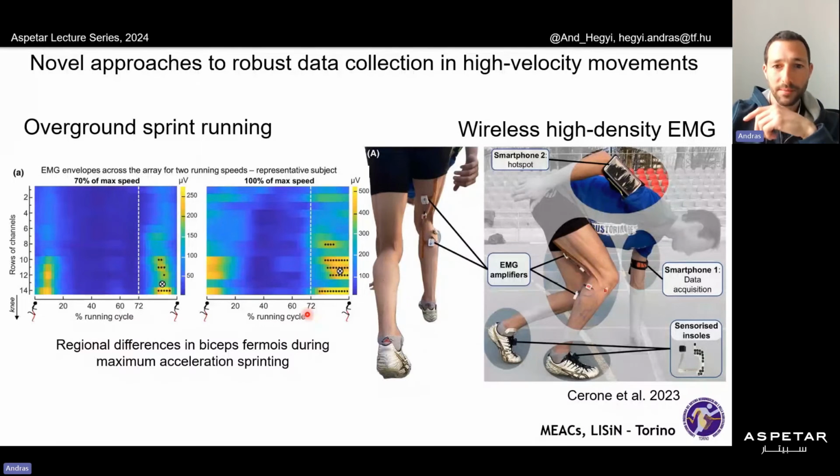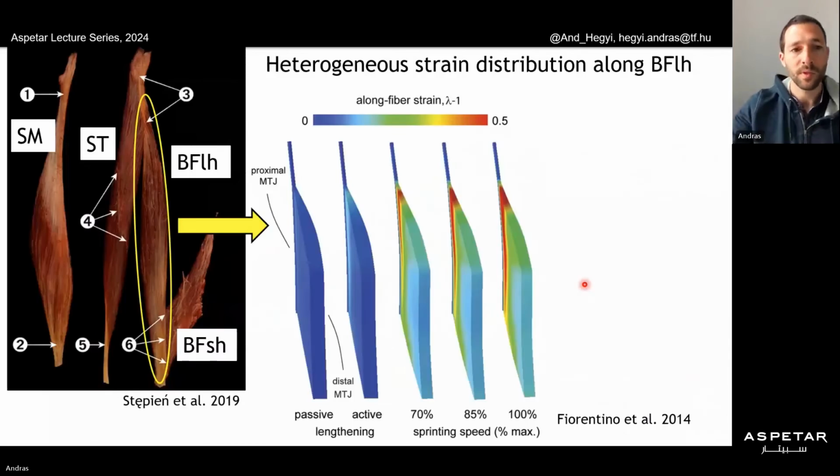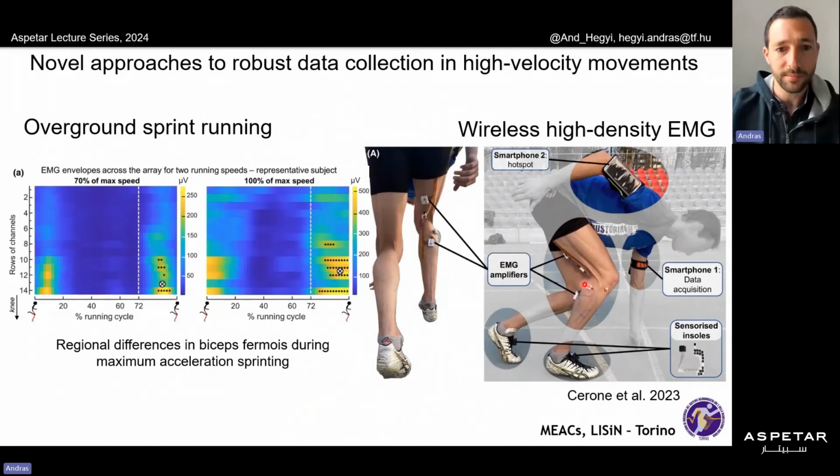So this is the system they used. I don't know if you see my screen, but this is my camera. This is a very small system. You can see it also here. It's completely wireless, so you don't have the common problem with movement artifact. It gives a very high quality signal.